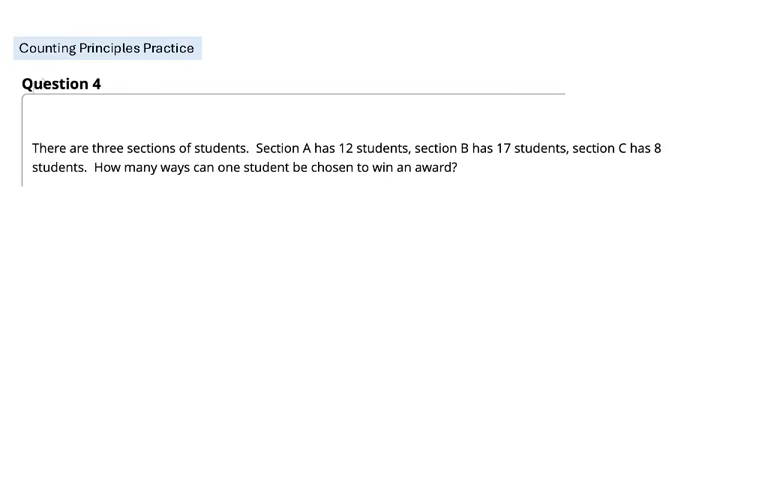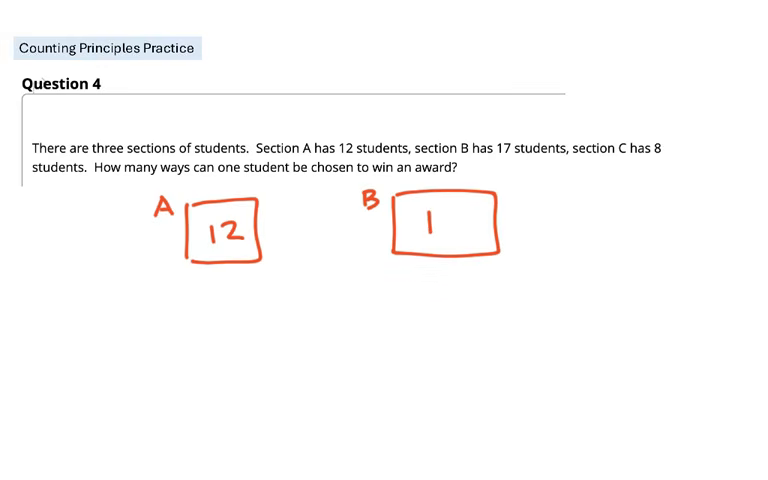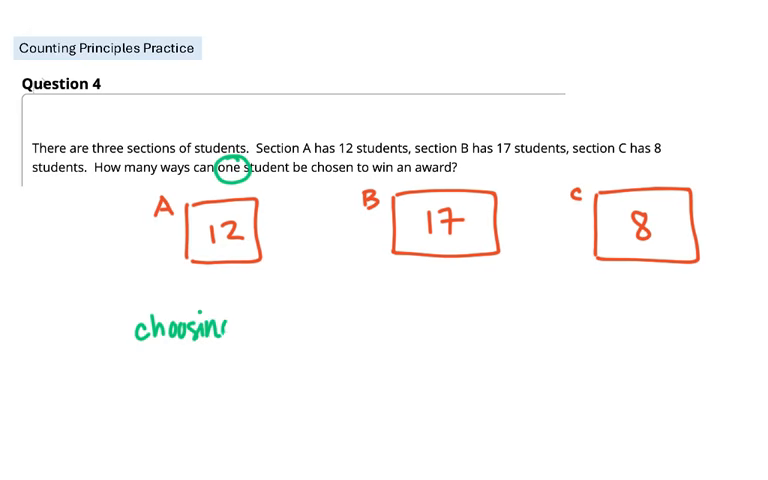Okay, let's look at this one. We have 3 sections of students. Section A has 12 students, section B has 17 students, and section C has 8 students. How many ways can one student, only one student, so basically I'm choosing one, right? So I can either choose from A or B or C. That's where I can choose from if I'm choosing one.